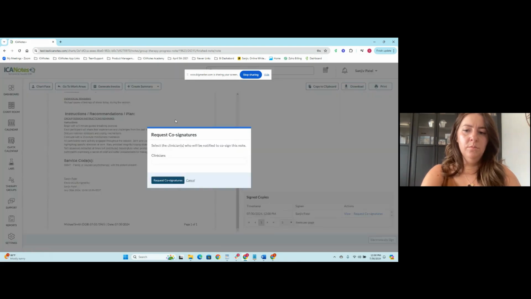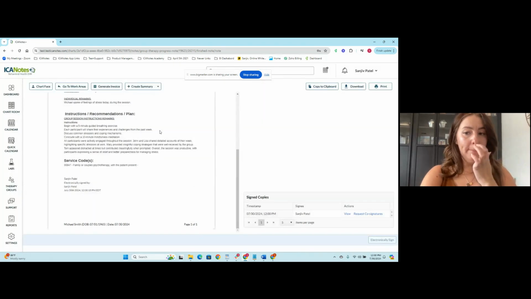So if there's other clinicians that were part of that group therapy session, I can also request them to have a signature on that note. And this is also ready for me to generate an invoice or send it to the insurance company as well. So that wraps up the quick demo, and I think I ended right on time. So I'm going to pass this back to you, Kaylee.